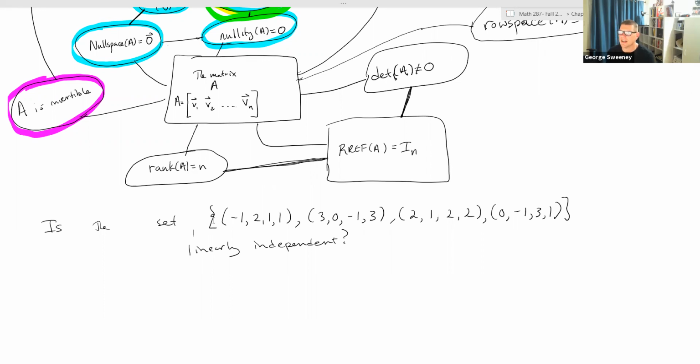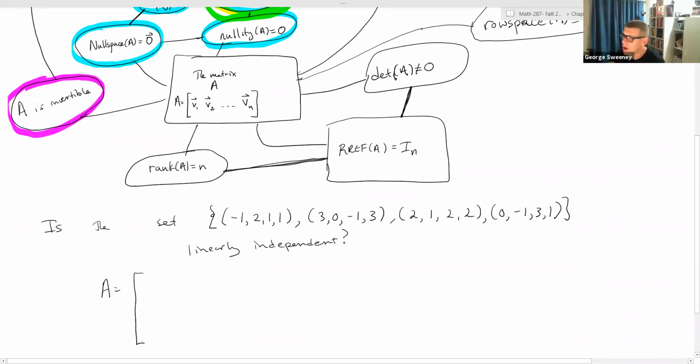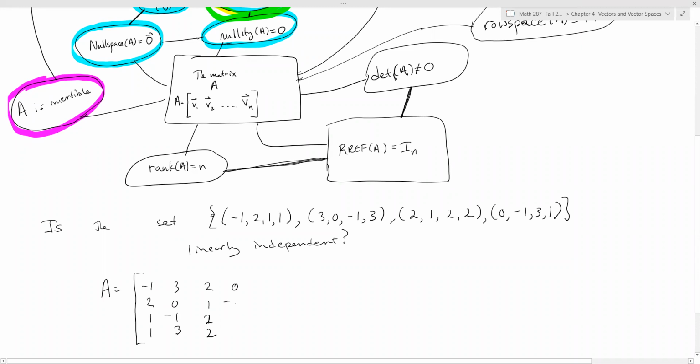Jorge said that, in fact, yes, the only solution was the trivial solution to Ax = 0. How'd you find that out, Jorge? The reduced row echelon form became the identity I sub 4. Okay, so A, first we actually got to show A, right? So A equals -1, 2, 1, 1, 3, 0, -1, 3, 2, 1, 1, 2, 1, 2, 2, and 0, -1, 0, -1, 3, 1.